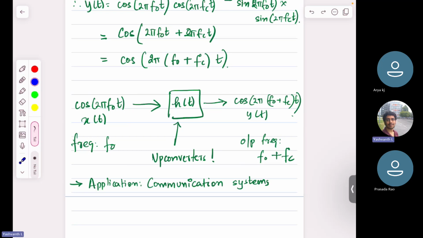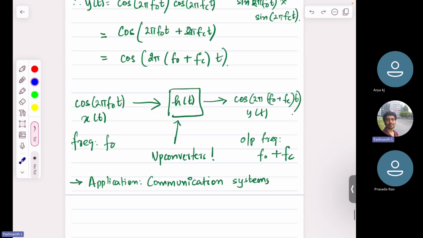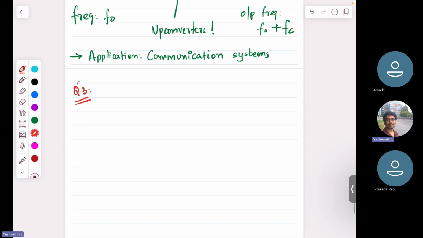Okay, so that is basically this one question that illustrates the usefulness of a Hilbert transformer. Okay, next question. Are there any doubts? If you have any doubts, you can ask me. Okay. Next question.